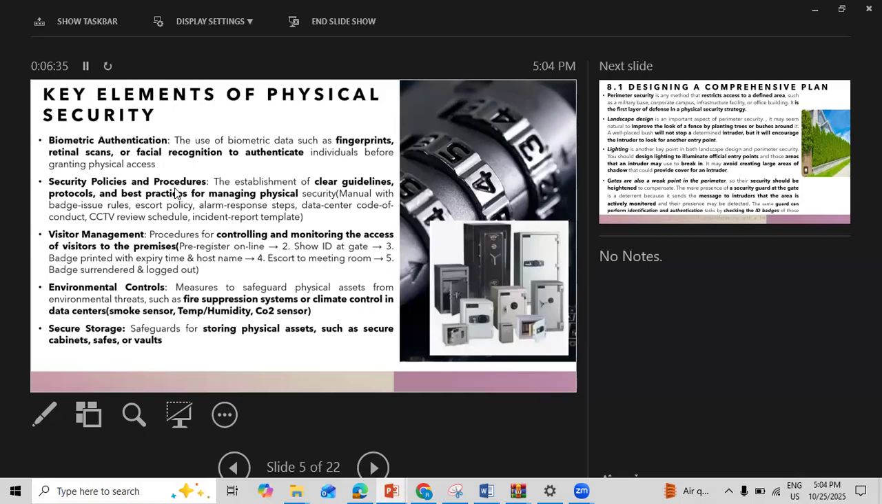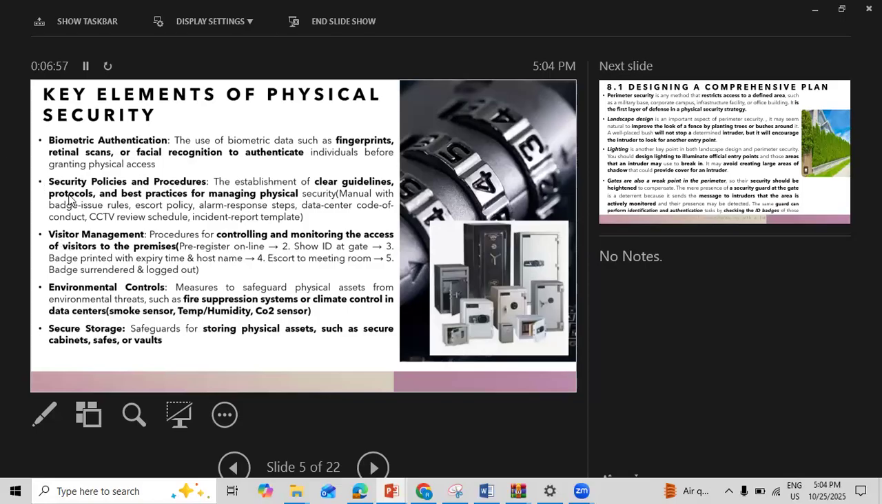Then incident report template. If any security incident happens, you have to make a report. So what is the template for the incident? What time did the security attack happen? What was the reason for that? What was the vulnerability or weakness in my security? What action did I take? How many people were involved? That is an incident report template. All these things are examples of security policies and procedures.